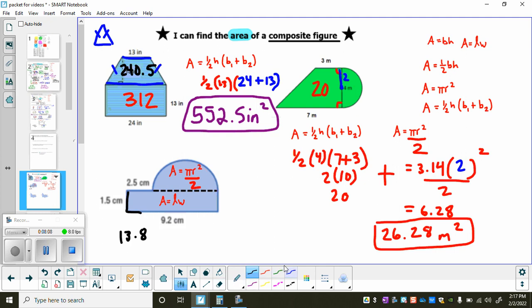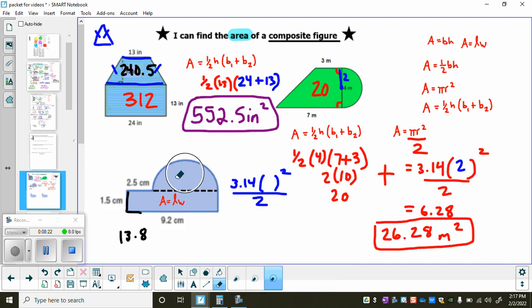And now let's take care of this semicircle. Okay. So the semicircle, we know pi is 3.14. We're going to need the radius squared, and we're going to have to cut that answer in half. So let's come over here and take a look at our circle, and let's see if we can figure out what this radius is. We need the radius. So I care about from here to here.